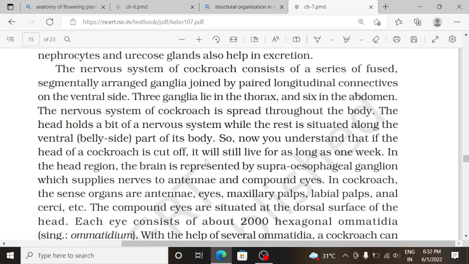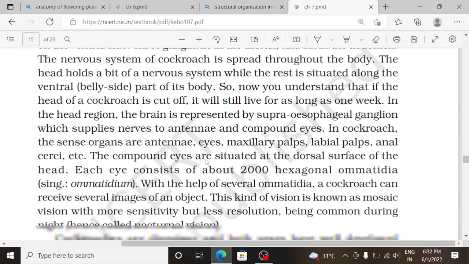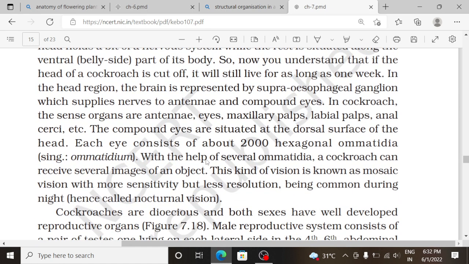In the head region, the brain is represented by supraesophageal ganglion, which supplies nerves to antenna and compound eyes. In cockroach, the sense organs are antenna, eyes, maxillary palps, labial palps, anal cerci, etc.